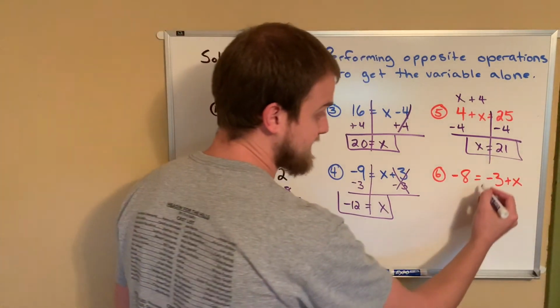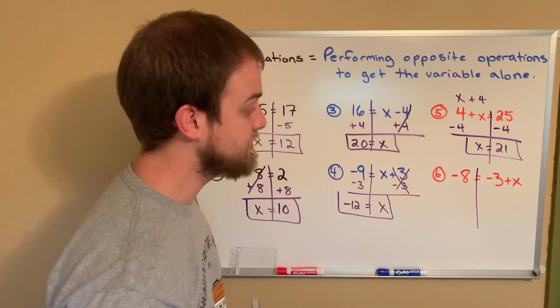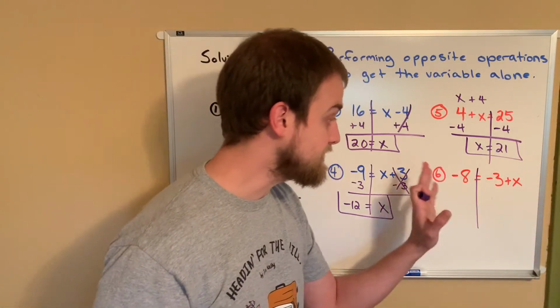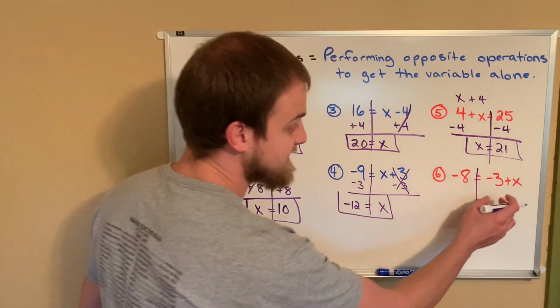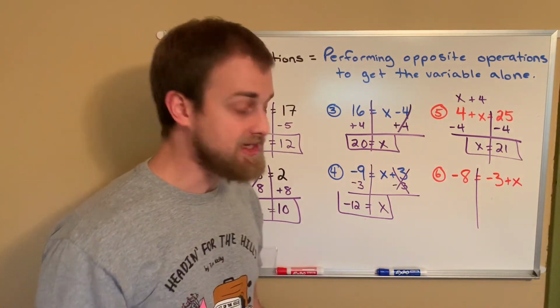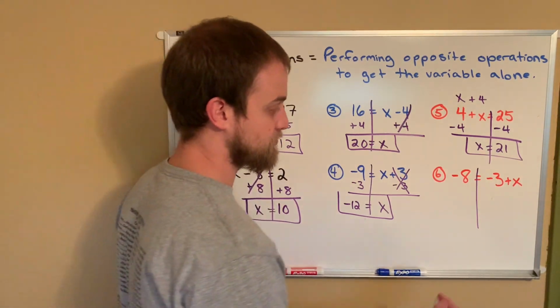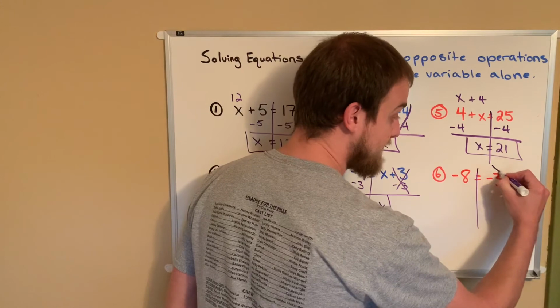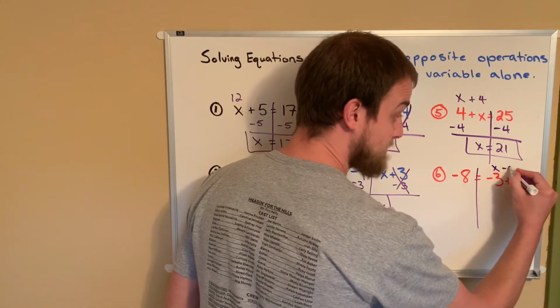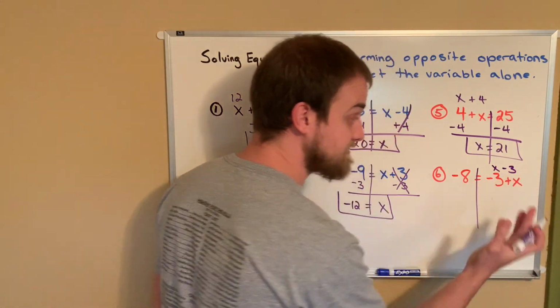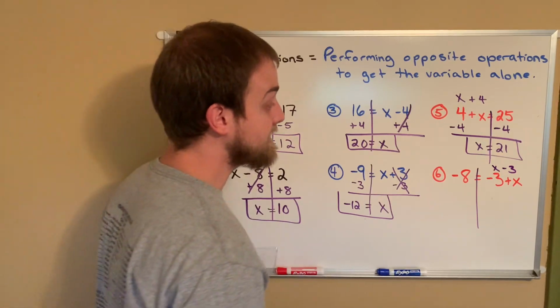Last but not least, again, things are super flipped around in this one, right? We have our x term on the right side. We have this negative 3 plus. And again, we can think about this in two ways. I can rewrite this as positive x minus 3. Notice that the sign follows the term, okay?